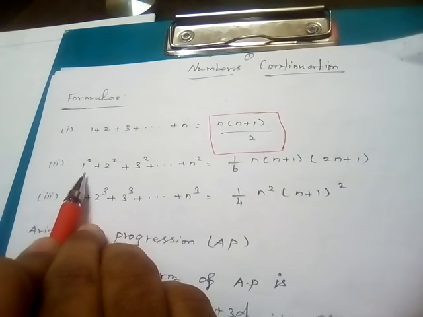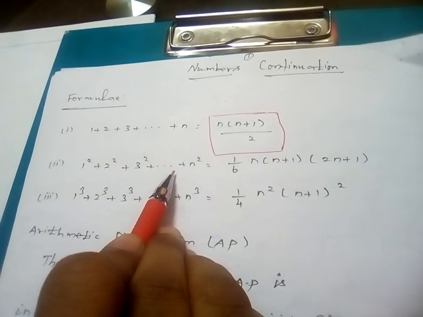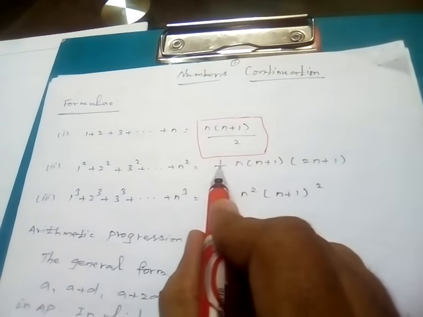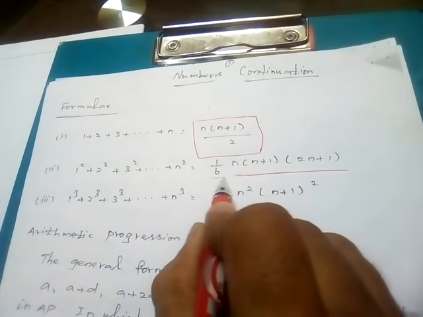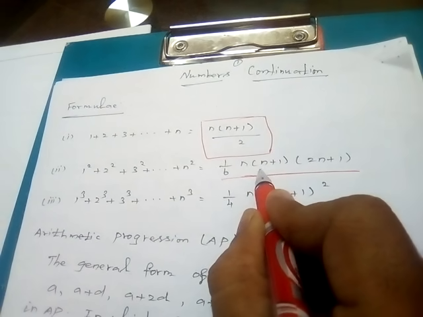the squares of the first n natural numbers. Let it be 1 square plus 2 square plus 3 square plus, etc., n squared. This is equal to 1 by 6 times n into n plus 1 into 2n plus 1. Here n stands for the number of terms.